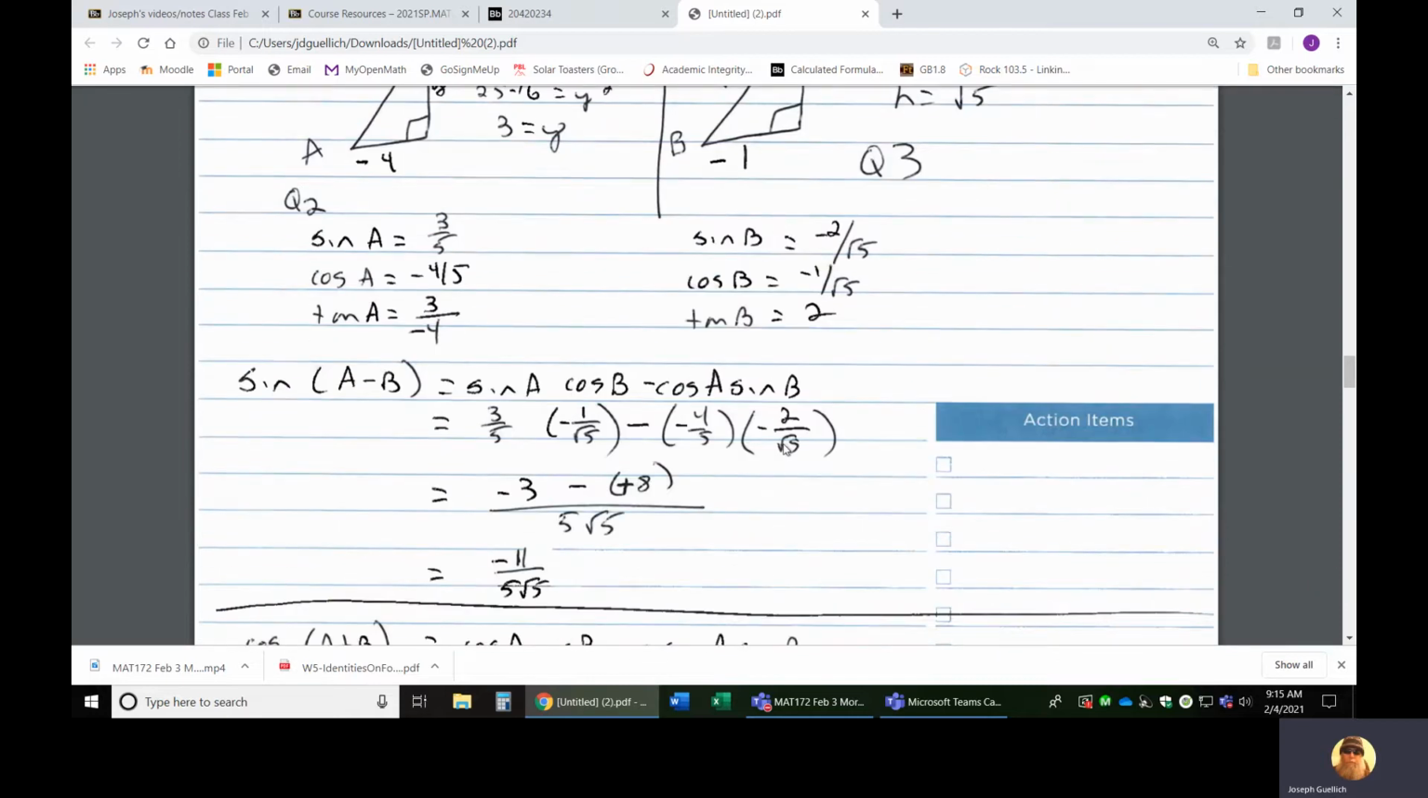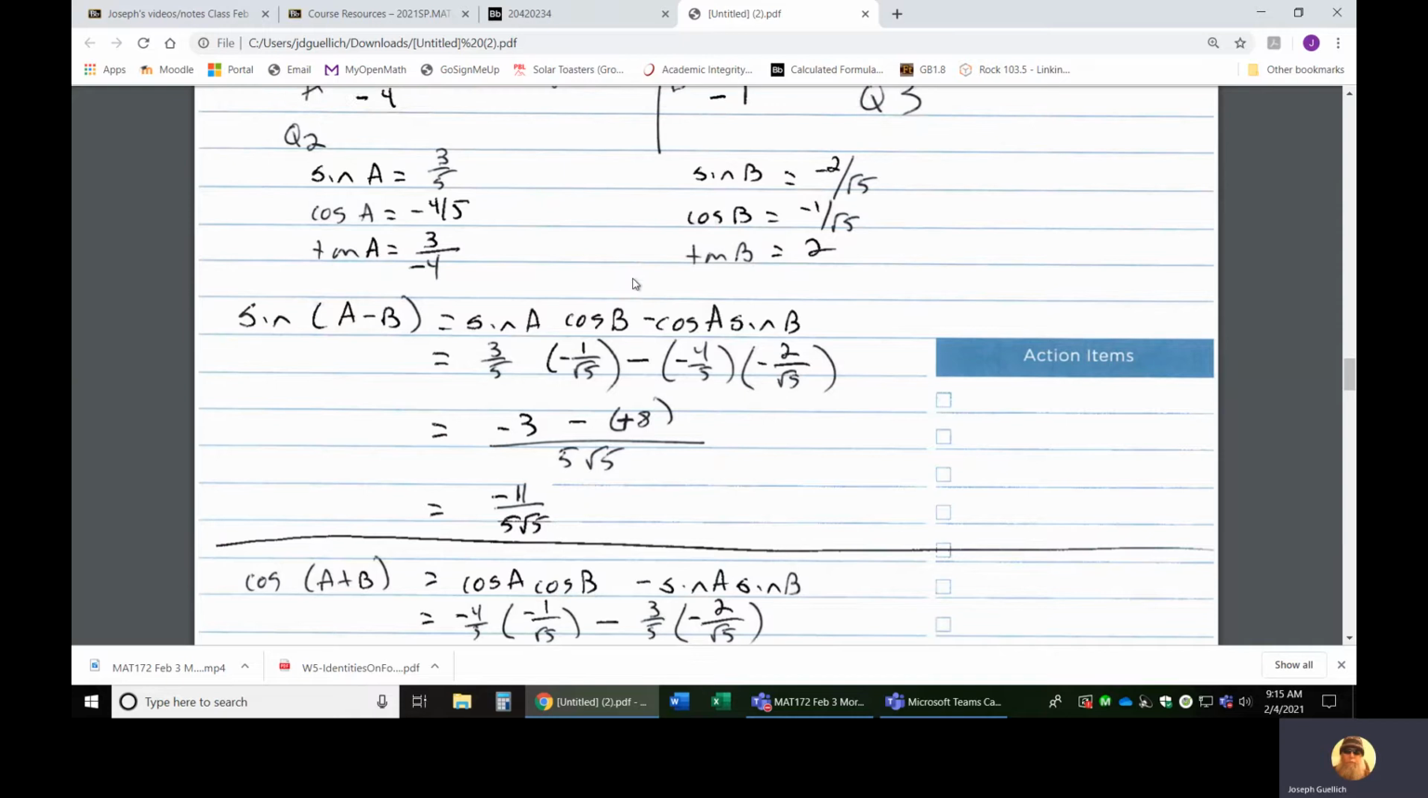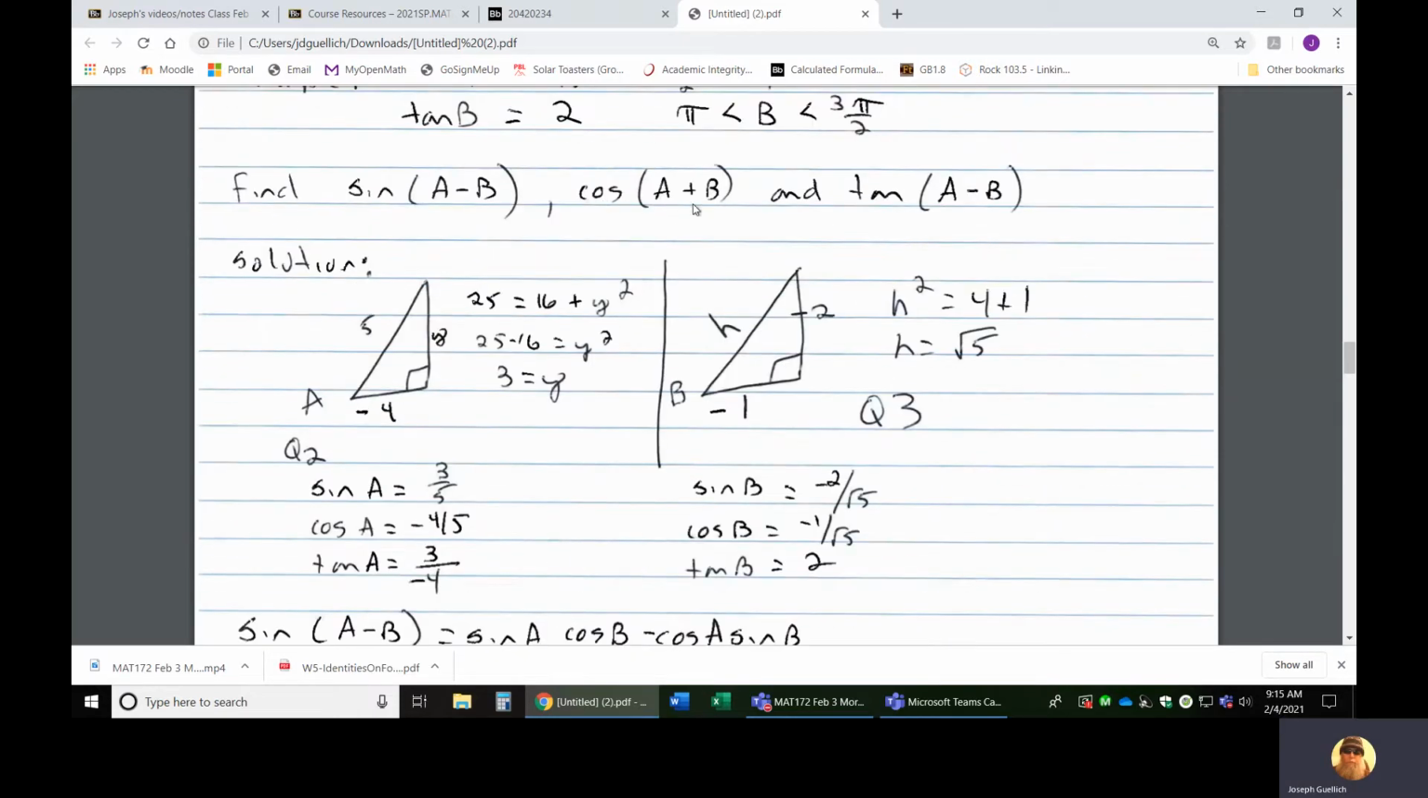A little bit of arithmetic. You can see what I did there, and then simplify the numerator. Sometimes you simplify afterwards. Again, I'm not rationalizing. Don't worry about it. That's just extra work. Don't waste your time. Okay, so then we're going to do cosine of A plus B.